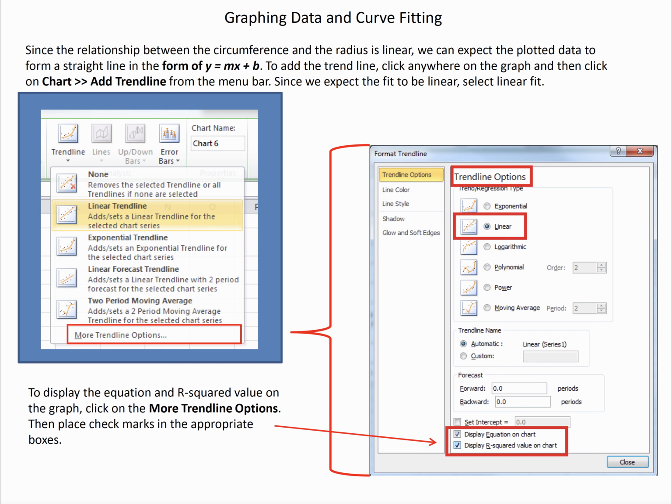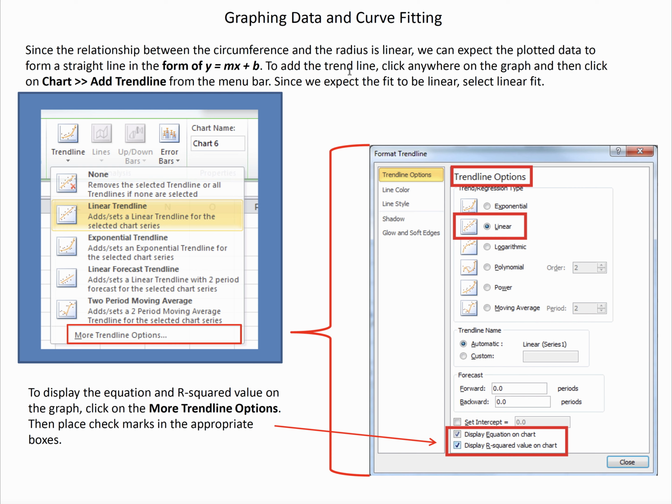Since the relationship between the circumference and the radius is a linear relationship, we can expect the plotted data to form a straight line of the form y equals mx plus b. You should remember this from your algebra classes, okay? Where m is the slope of the line, y is your array of data points, x is your array of data points, and b is the y-intercept. You will always delete the plus b because it generally will not be crossing the y-axis.